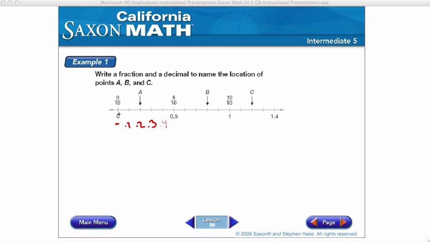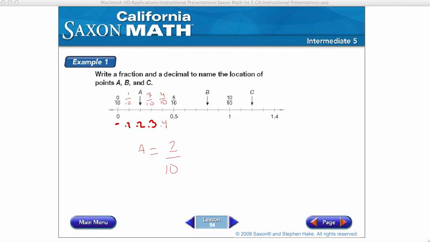If I was to do the same thing as a fraction, I have 0/10, or I have 1/10, and here I have letter A, which is at 2/10. So A equals 2/10, 3/10, 4/10, 5/10, and so on.